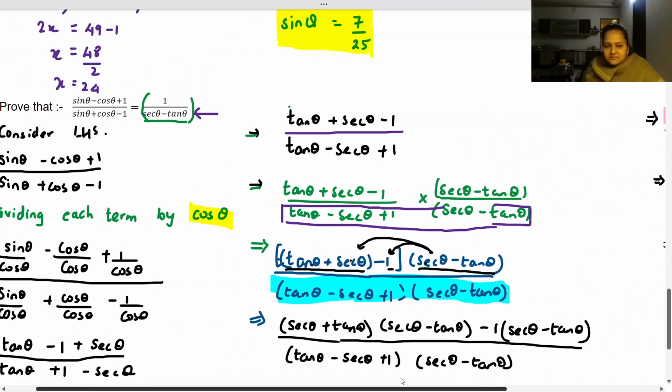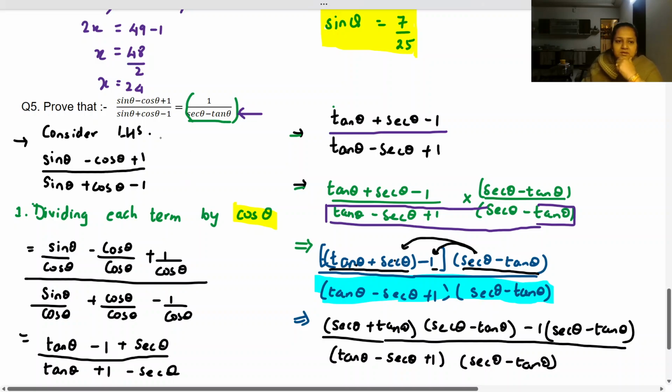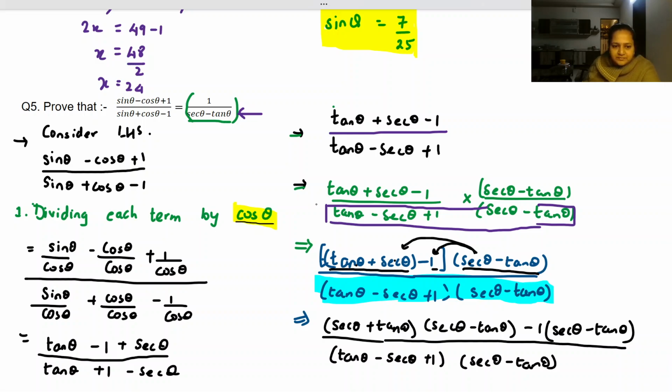Let's look at it again. Looking at our question, we decided that we are going to divide by cos. Then we brought 1 as the last term. In the next important step, what did we do? We multiplied and divided with whatever was the RHS. The RHS is sec theta minus tan theta. So we multiplied and divided by sec theta minus tan theta. Then we saw that sec theta minus tan theta in the RHS is in the numerator.